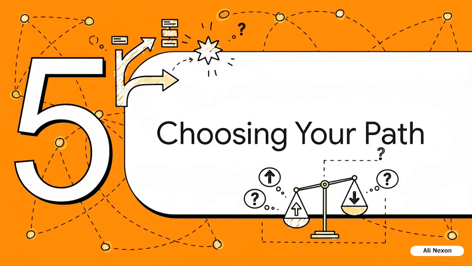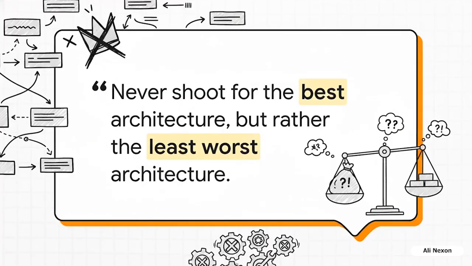So, with all of this on the table, with all these trade-offs staring you in the face, how in the world do you actually choose? How do you pick the right path for your system? And this brings us back to what might be the single most important piece of advice in all of this. Don't waste your time trying to find the best architecture. It's a myth. It doesn't exist. Instead, your goal should be to find the least worst one. And what that really means is you have to consciously pick the set of problems and compromises that you are most willing to live with.